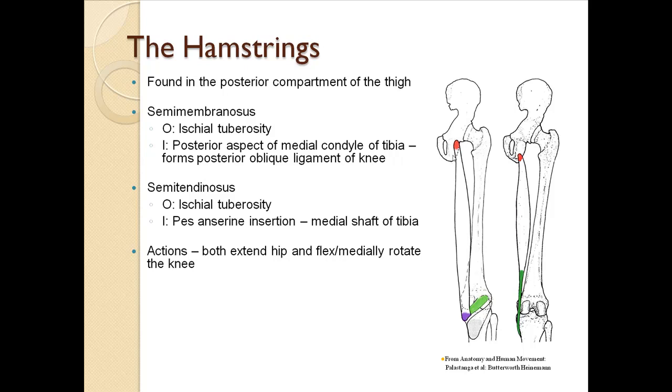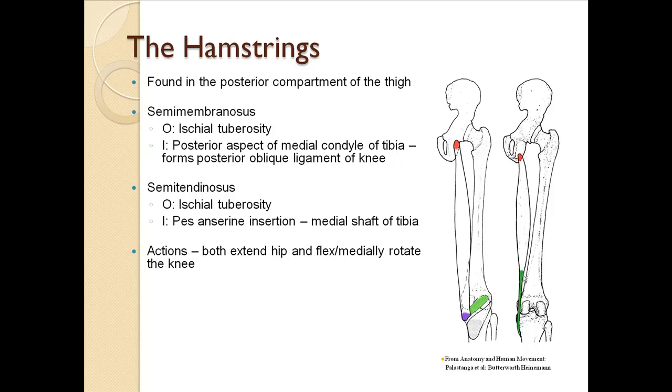Semimembranosus passes down before inserting onto the posterior aspect of the medial condyle of the tibia. At this point, it then sends an aponeurotic extension that blends with the capsule of the knee joint. This section often becomes known as the posterior oblique ligament of the knee.